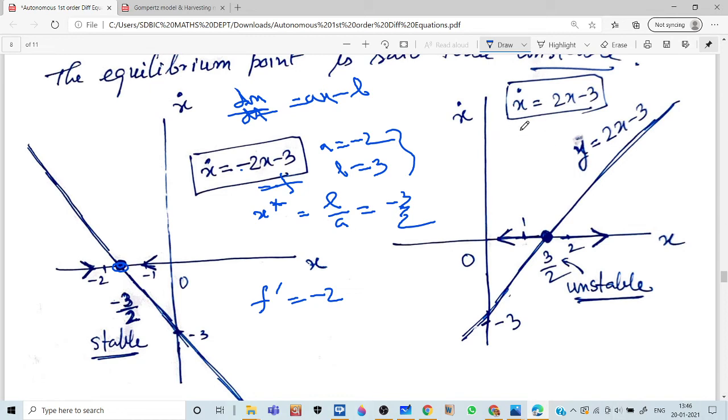And another example: x dot is equal to 2x minus 3. So here a is equal to 2 and b is equal to 3, in this equation. So the equilibrium point x star is b/a, equal to 3/2, and this f dash is positive, so x equal to 3/2 is unstable.